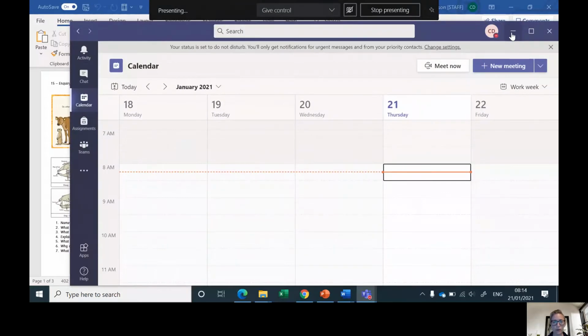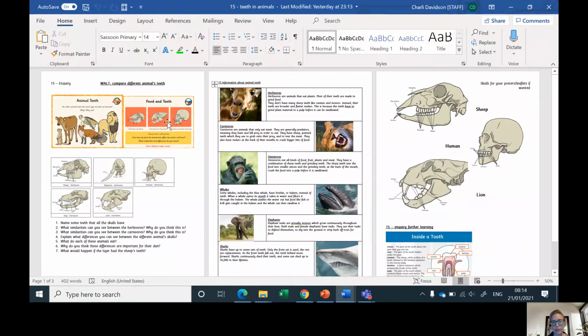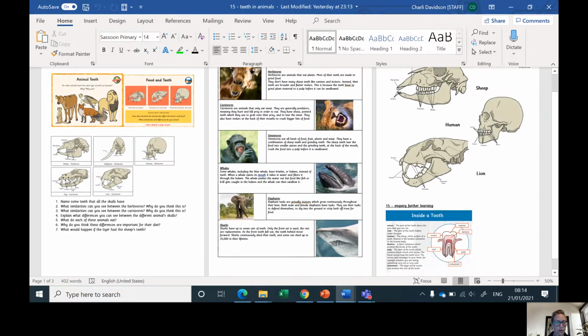Right then. So for today's lesson, you need the printout that looks like this. This first section here is on our PowerPoint. Then I've got a load of skulls there. They've got what animal they are, whether they're a herbivore, omnivore or carnivore. We'll go over that in a bit. And then it's got some questions on them.